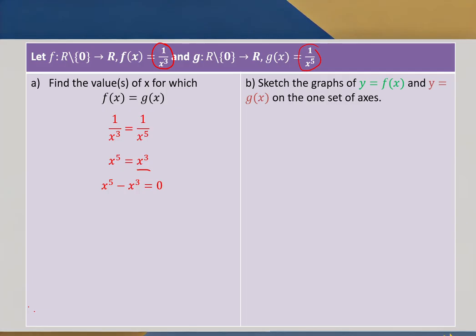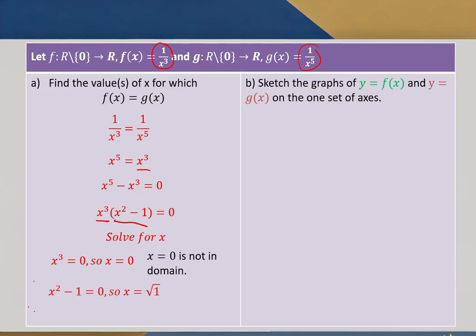Next thing I'll be doing is factorizing. So that means what is common between them? They both have x to the power of 3. So my answer here, if this is 0, the whole thing is 0. Or I'm left with x squared minus 1 equals 0. So that gives me my first equation and my second one. So I take 1 to the other side and then I square root it.